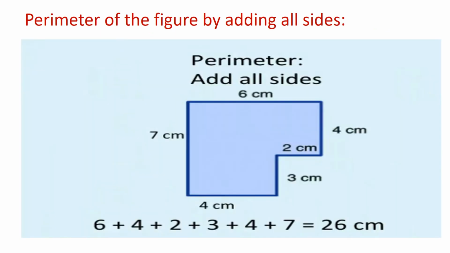You can see an irregular shape given here. How to find the perimeter of this figure? By adding all sides. So, the perimeter of the given figure will be 6 centimeter plus 4 centimeter plus 2 centimeter plus 3 centimeter plus 4 centimeter plus 7 centimeter, which will be equal to 26 centimeter. So, we can say the perimeter of this figure will be 26 centimeter.